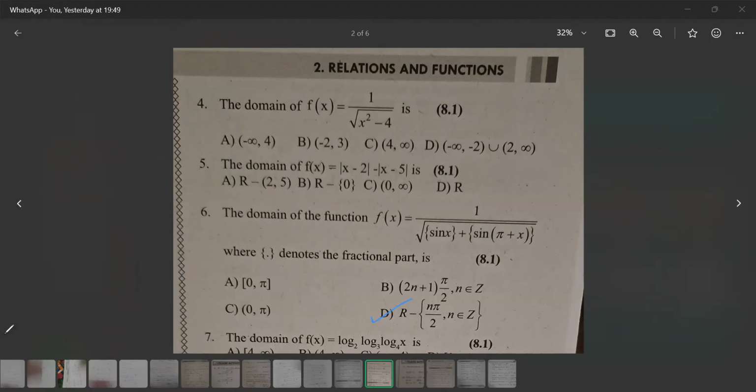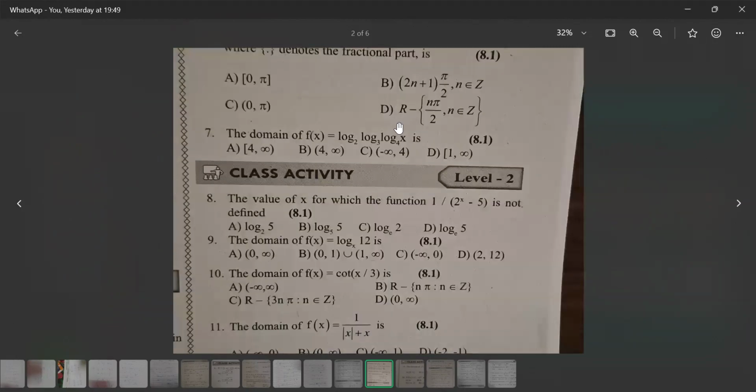Next. Sir, seventh one option B, sir. Seventh one. Okay. So this is 7. Sir, for 7 I shared the log x solution, sir. Okay, I will check it.